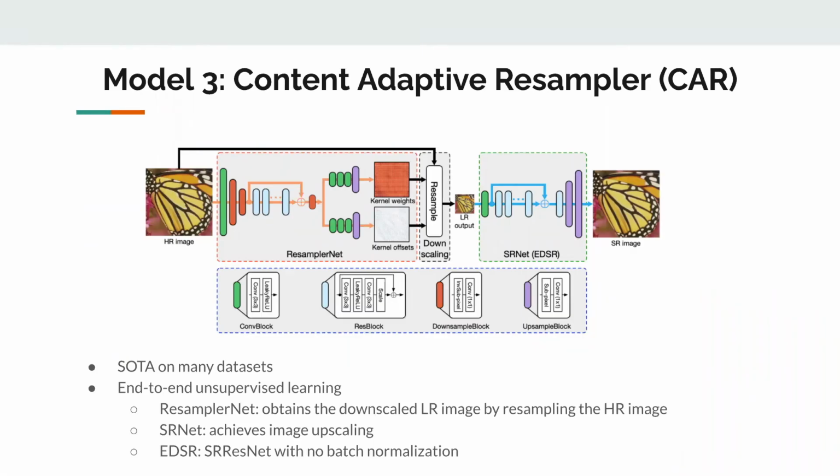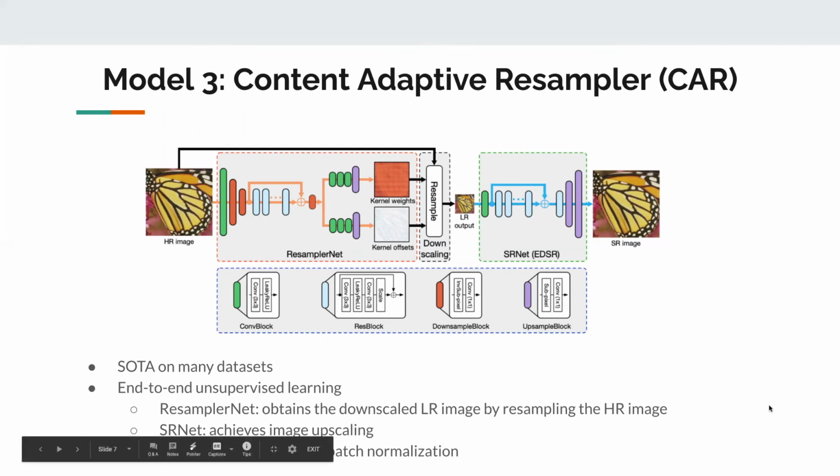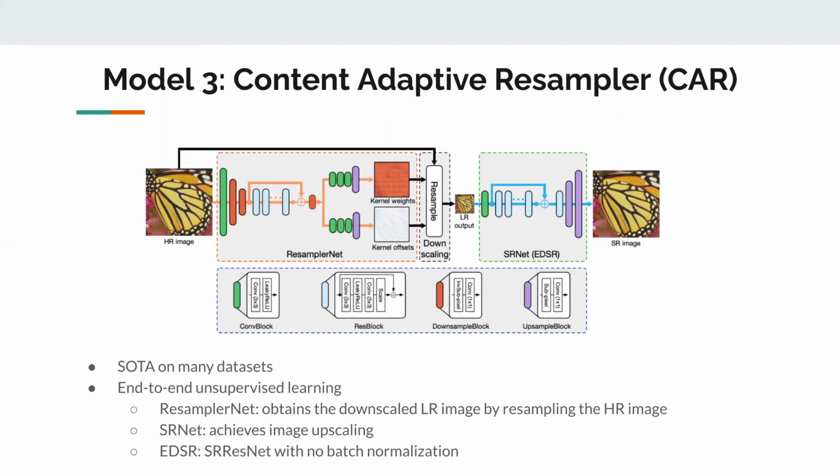And lastly, for Model 3, we explored a model that achieves SOTA on many datasets, which is the Content Adaptive Resampler, or CAR. The entire framework is trained end-to-end in an unsupervised manner, consisting of two stages, where in stage 1, the resampler net generates a downscaled low-resolution image from the high-resolution image. And in stage 2, we use any super-resolution model to achieve image upscaling. The paper uses EDSR, which is based on the SRResNet we just introduced, but the difference is that it doesn't have any batch normalization layers.